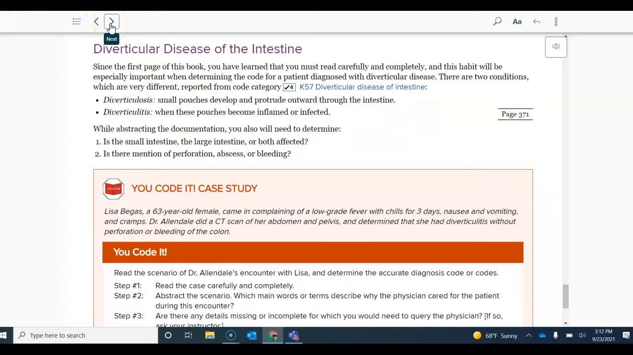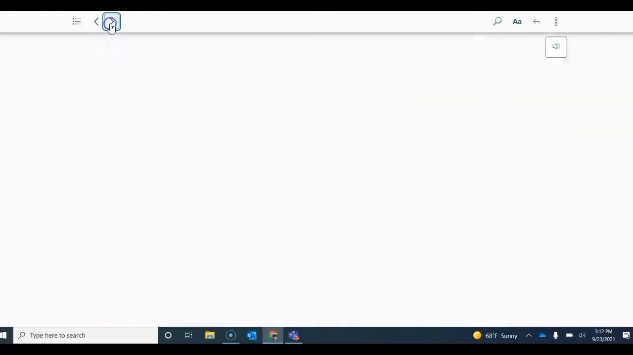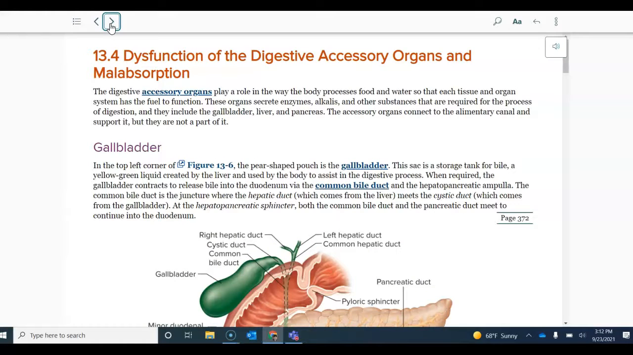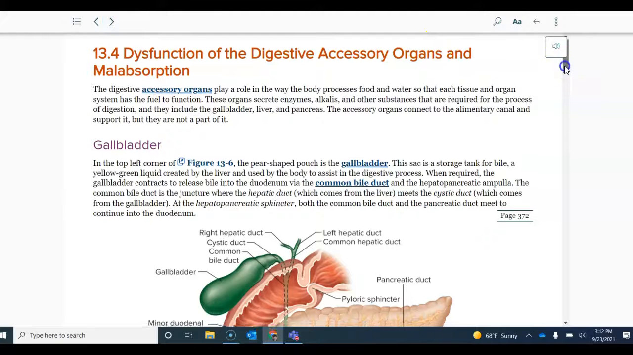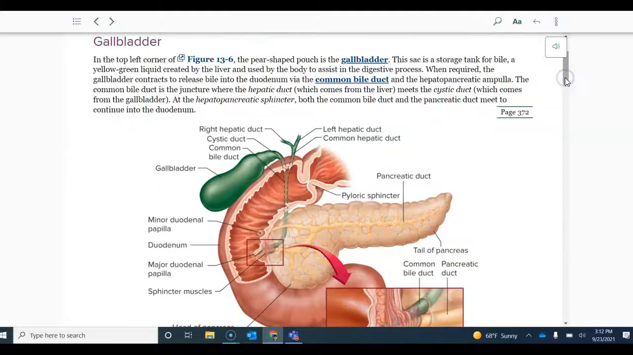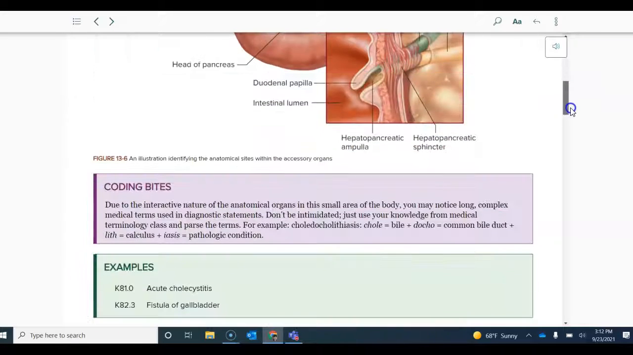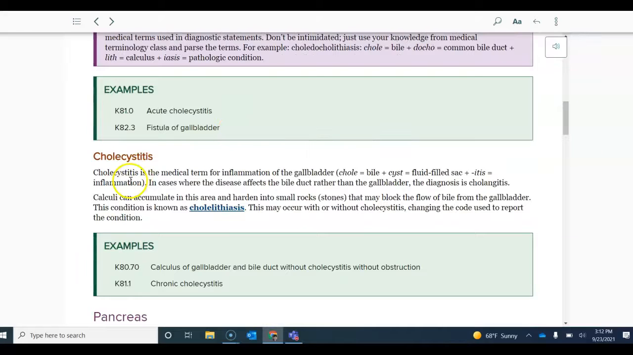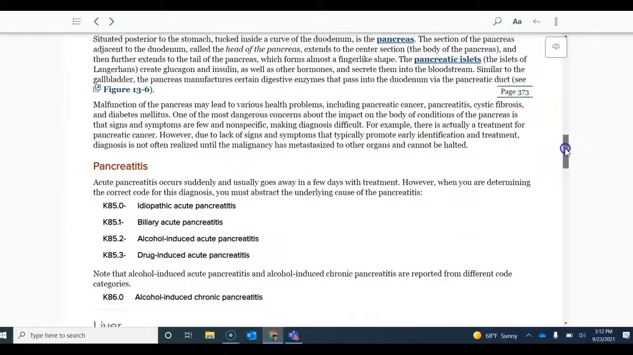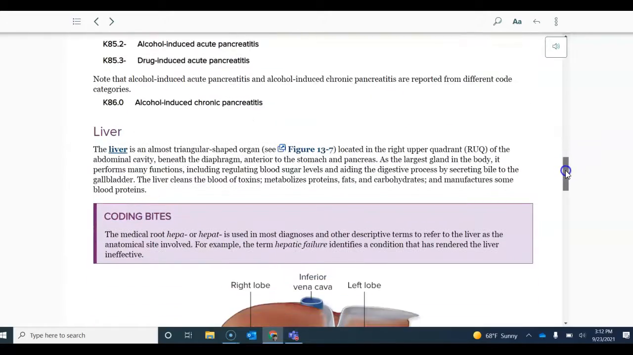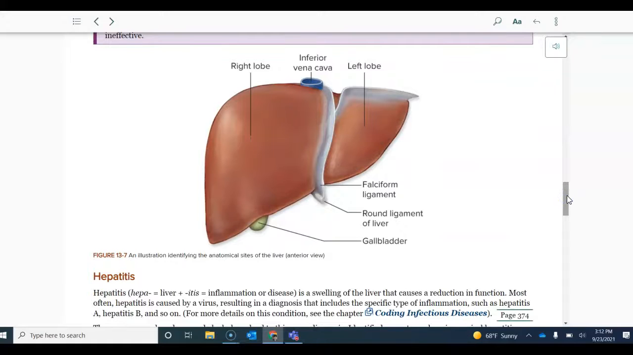But also in this section, you have diseases or conditions of the gallbladder, common bile duct. So let's back up here a little bit. Cholecystitis, inflammation of the gallbladder, cholelithiasis, gallstones. You're also going to have conditions of the pancreas, the liver, because it's considered part of the digestive system.